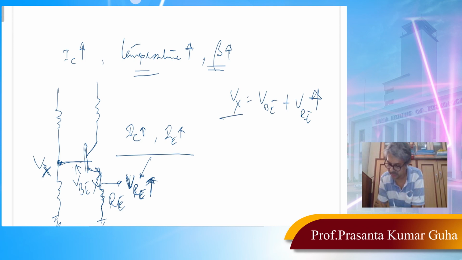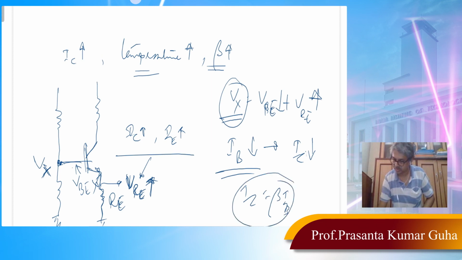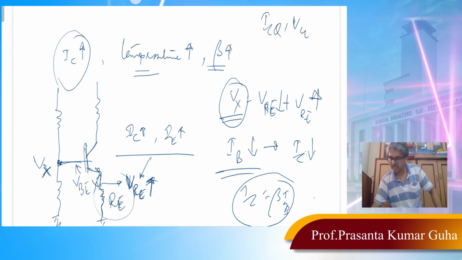Okay, if this increases and if this remains fixed, that means your VBE will decrease, and if your VBE decreases, that will decrease your IB. Okay, and if your IB decreases, then IC will decrease, because IC is equal to beta IB. So you see, IC will decrease, and this problem will be solved. Whenever IC increases, because you are using this negative feedback, which will basically reduce VBE and reduce IB, that will reduce your IC. Okay, so your ICQ and corresponding VCEQ will remain intact, because that's the purpose of your biasing.